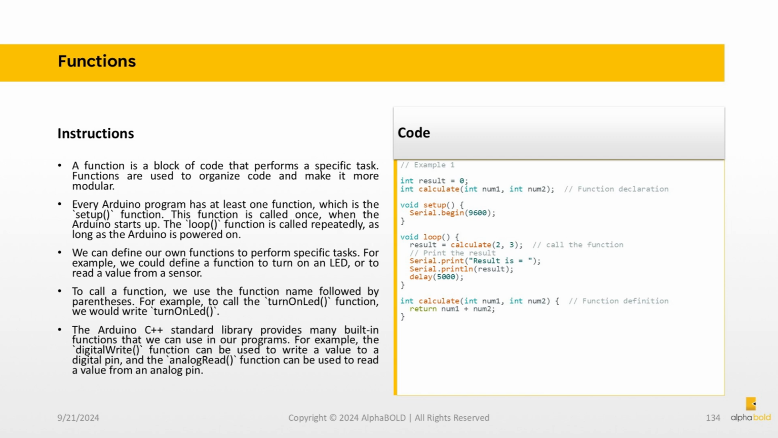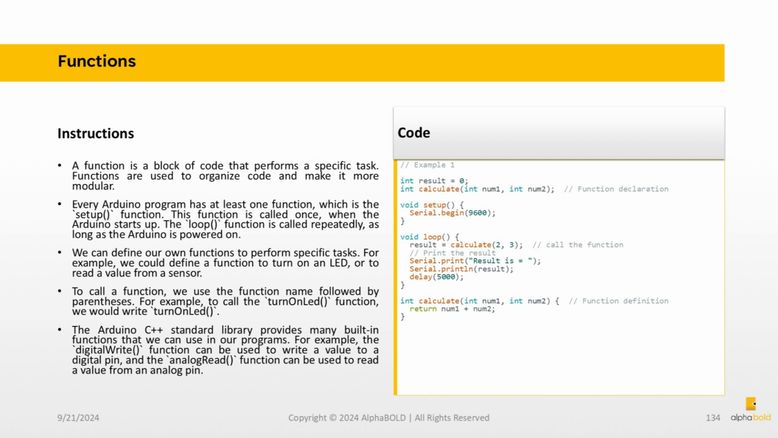We can define our own functions to perform specific tasks. For example, we could define a function to turn on an LED or to read a value from a sensor. To call a function, we use the function name followed by parentheses. For example, to call the turnOnLED function, we would write turnOnLED.